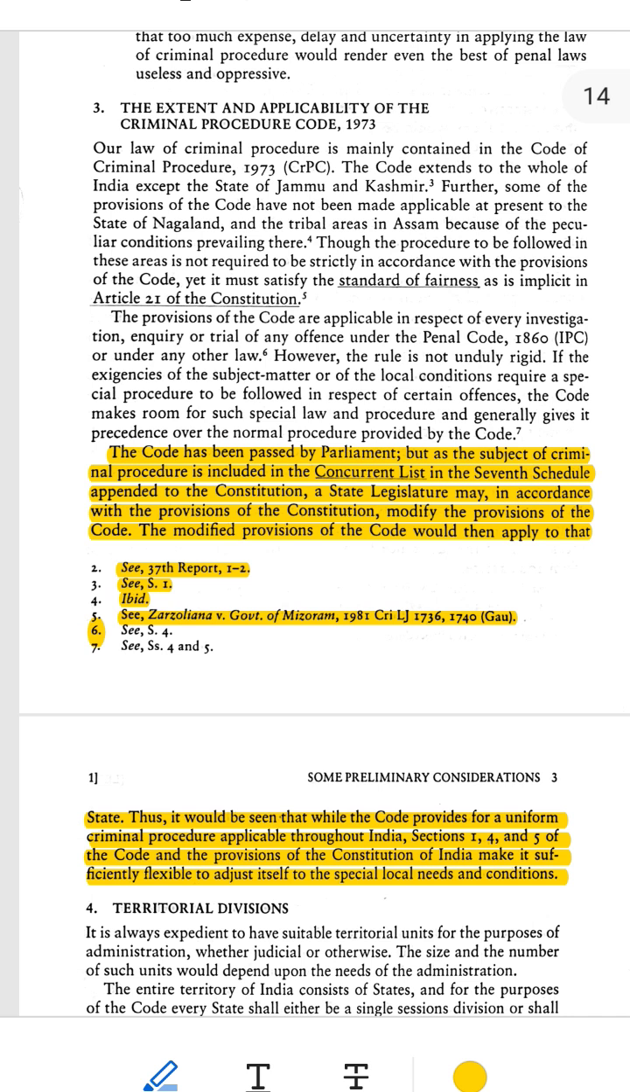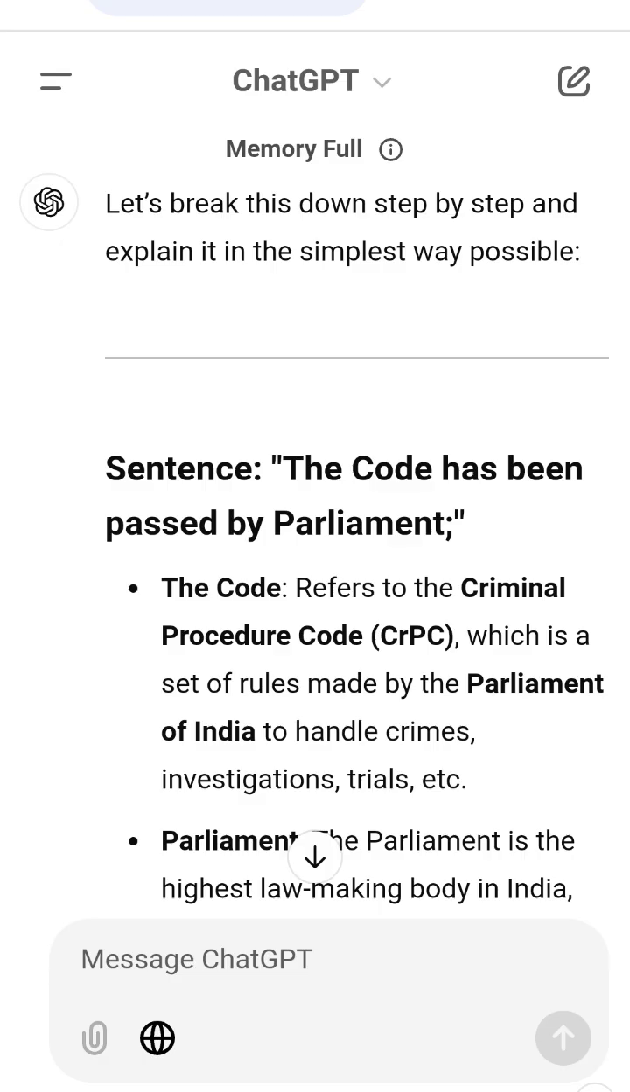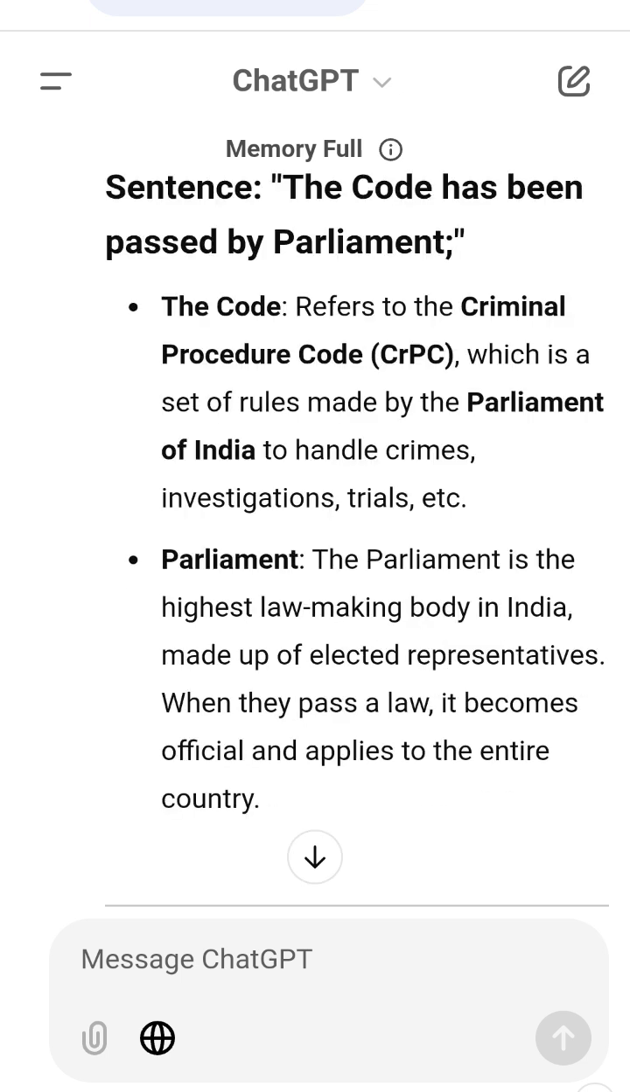Sentence. Thus, it would be seen that while the code provides for a uniform criminal procedure applicable throughout India, uniform criminal procedure: the CRPC applies to crimes and investigations in all states in India. Across India, the idea is to have a common set of rules for how crimes are dealt with everywhere. Sentence. Sections 1, 4, and 5 of the Code and the provisions of the Constitution of India make it sufficiently flexible to adjust itself to the special local needs and conditions.